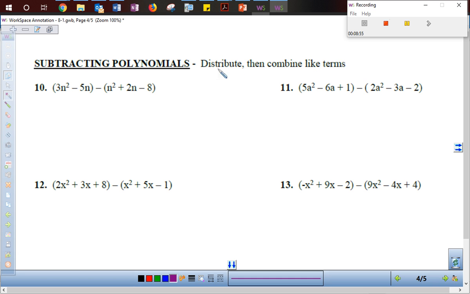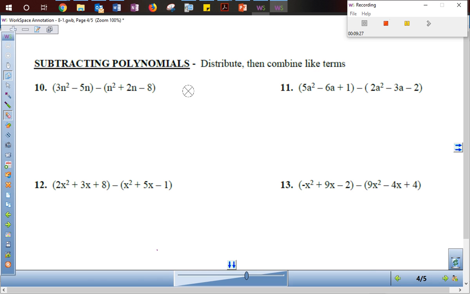Well, to make it easy like addition, let's just turn it into an addition problem. And to do that, we need to distribute and then combine like terms. Here's what I mean by that. On number 10, I have 3n squared minus 5n minus n squared plus 2n minus 8. Notice the subtraction sign is by this entire polynomial. So that's really kind of like saying I'm adding a negative 1 times n squared plus 2n minus 8. So if I distribute that negative 1, all I'll be left with is the addition sign, and I won't have to worry about that subtraction sign.